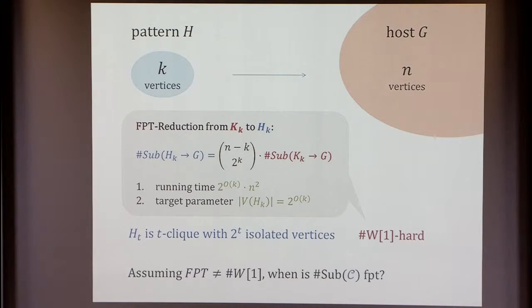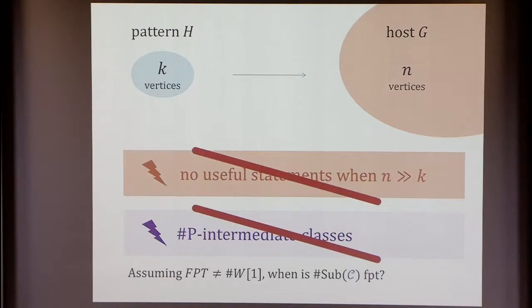So it seems here that we have an assumption that allows us to at least get rid of this one pathological case that I mentioned earlier. So, okay, let's just collect this. This particular #P-intermediate class that I mentioned earlier, we can handle it in the parameterized setting. We also get useful statements when n is much larger than k, because this is what parameterized complexity is all about.